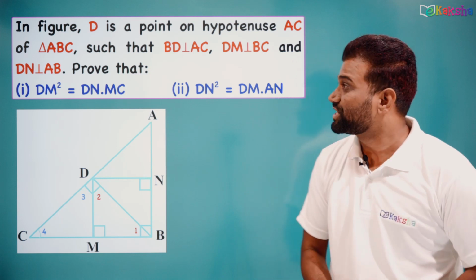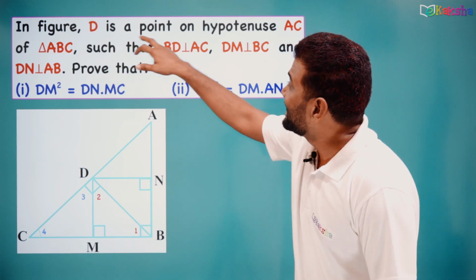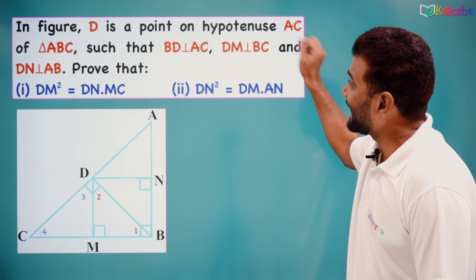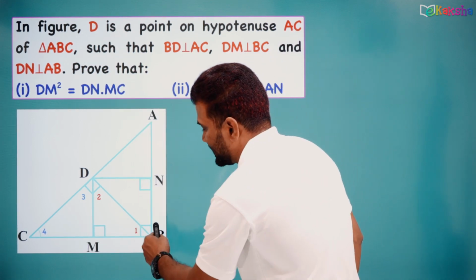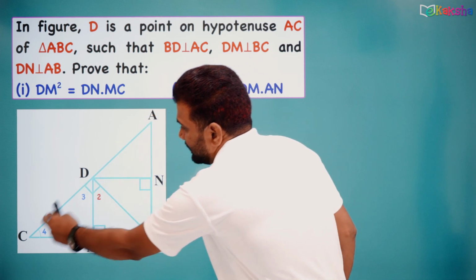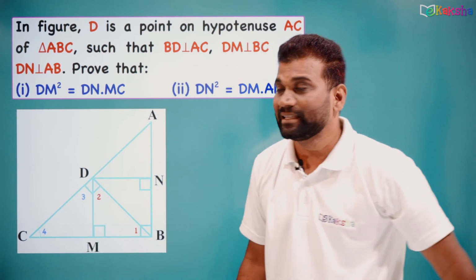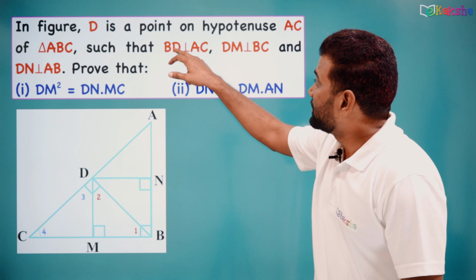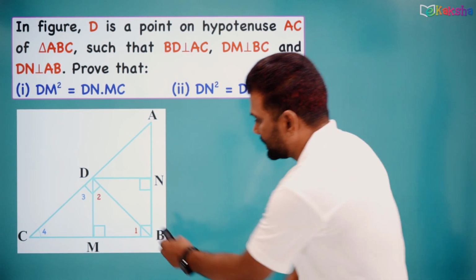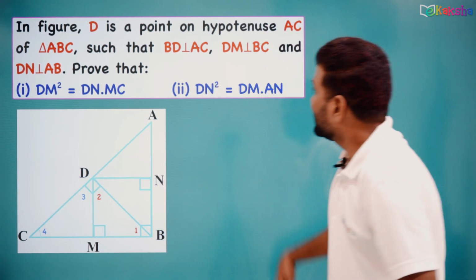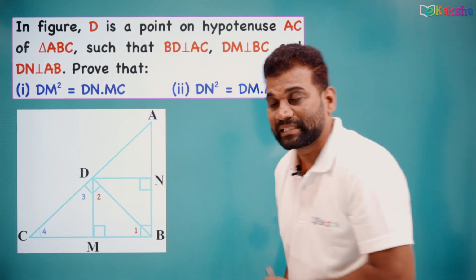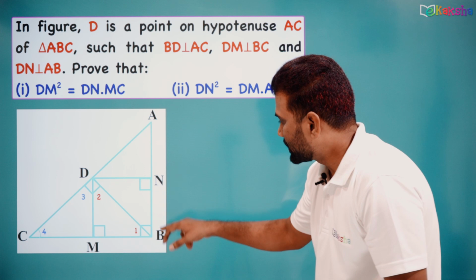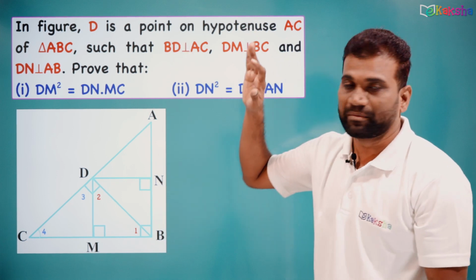The statement of this question is: in the figure, D is a point on hypotenuse AC of triangle ABC. Here we are given triangle ABC. D is a point on hypotenuse AC, such that BD is perpendicular to AC, DM is perpendicular to BC, and DN is perpendicular to AB. This is the given information.